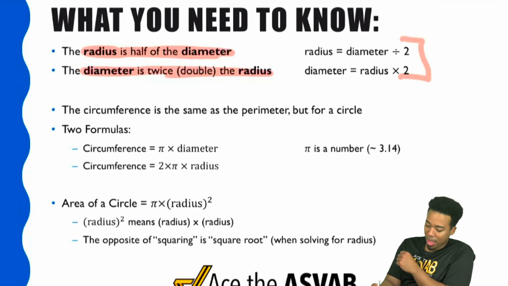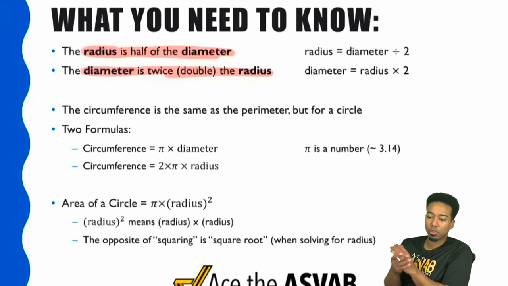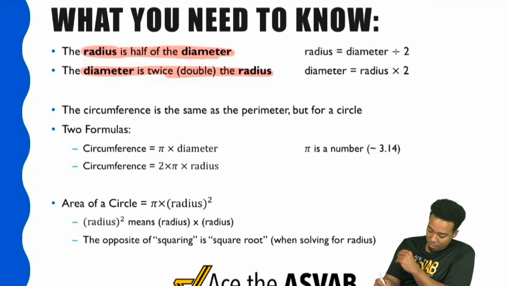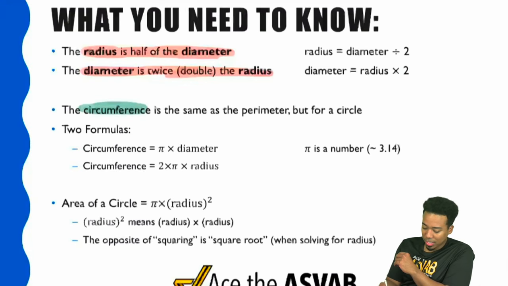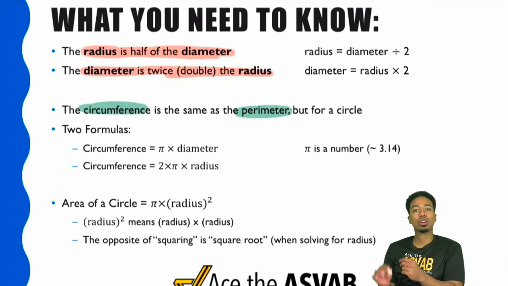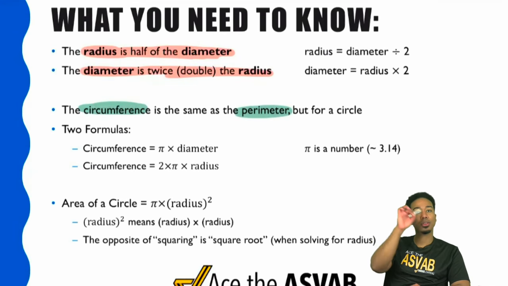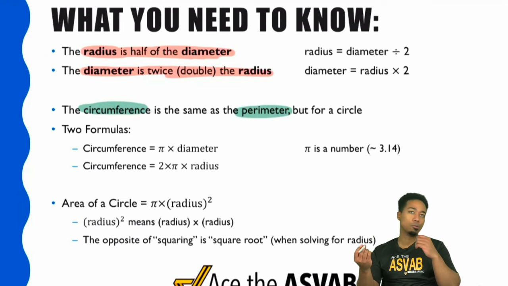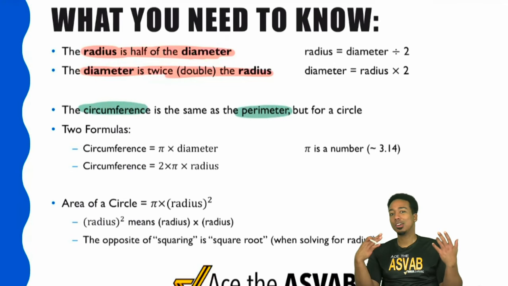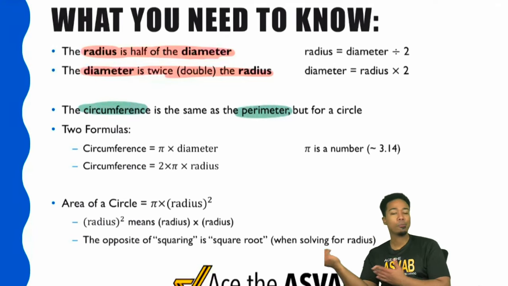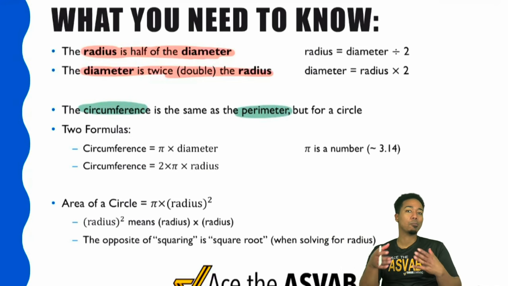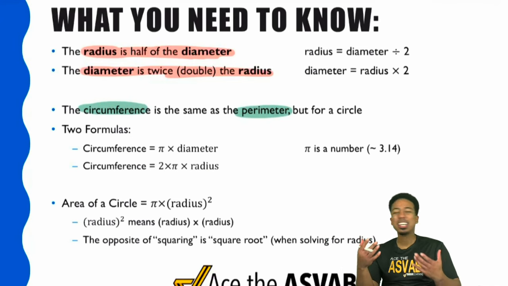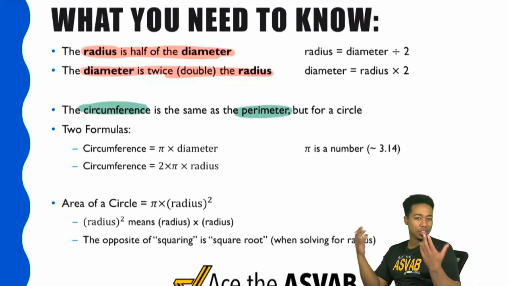And this is just the mathematical way of looking at it, just expressing it in very different ways. Next up, we have our formulas for circumference. And remember that circumference is kind of like the same idea as perimeter. Circumference is the distance around the circle. Perimeter is the distance around a shape. The reason that we don't just say perimeter of the circle is because perimeter applies to shapes with sides. Circles technically don't have sides.